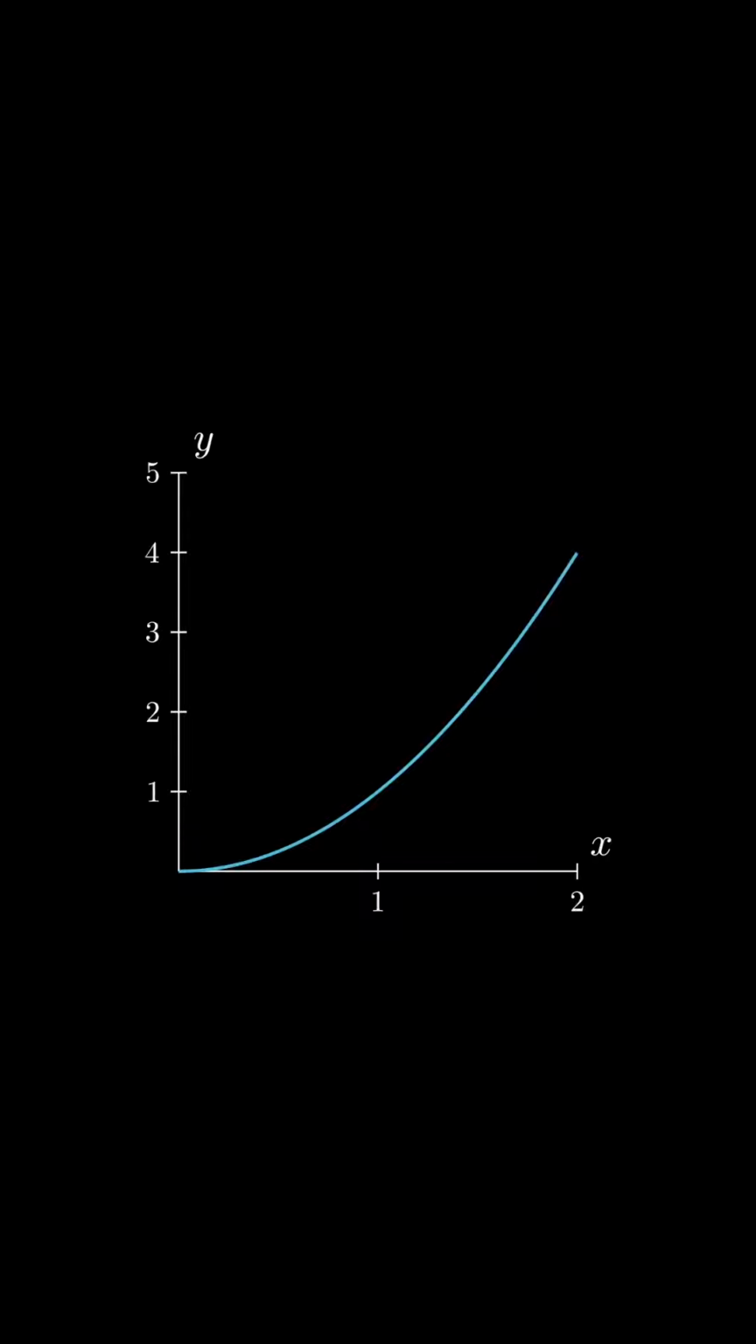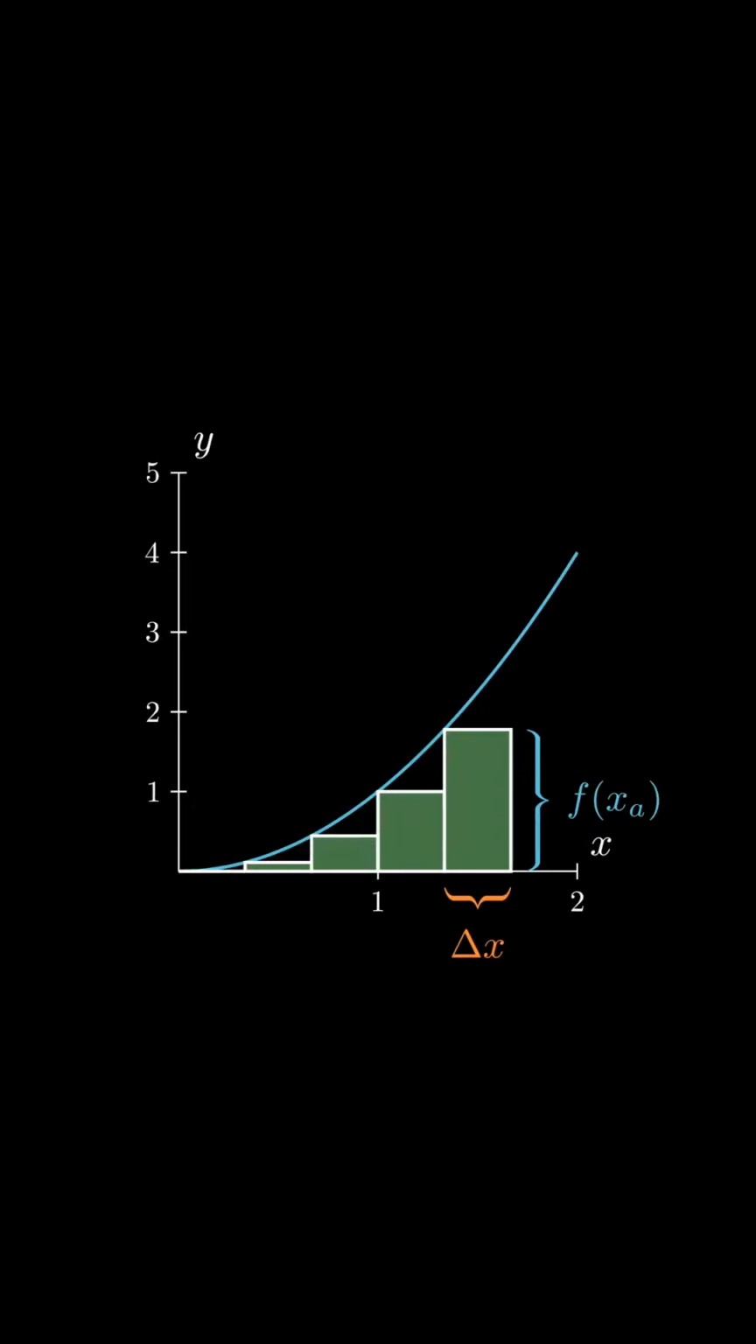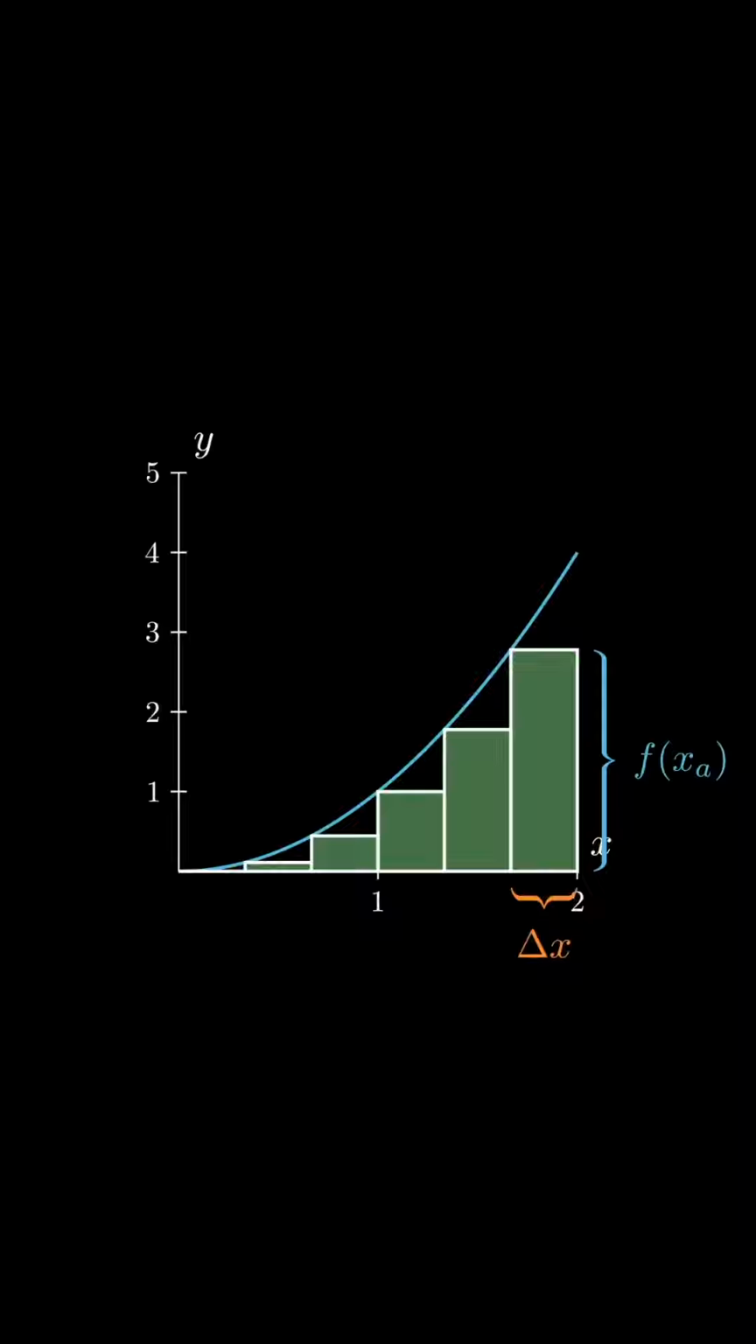Let's say rectangles. So let's start by drawing some rectangles under the function with a width of delta x and a height of the function at some x value. We'll call it x sub a. And if we do that, we can just sum up the areas of each individual rectangle and be left with the area under the curve, right?